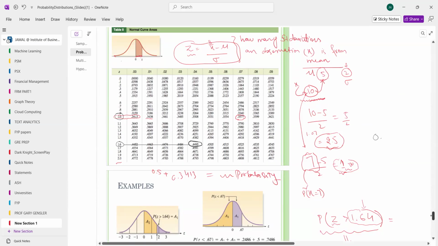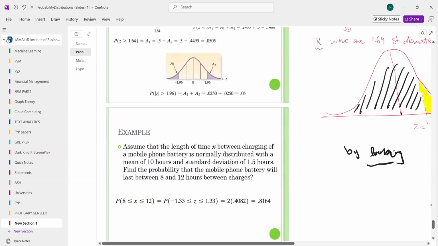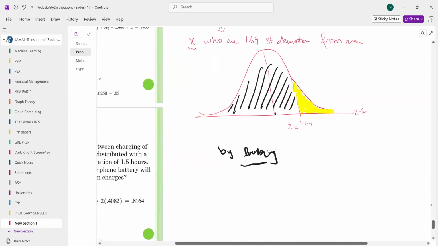So this is 0.4495, this is the probability from here to here. And I already know that the probability of this is 0.5 because it's symmetrical. The area under this curve is 1, remember. And because it's a normal distribution, to the right it's 0.5, to the left it's 0.5, because 0.5 plus 0.5 equals 1. So this needs to be 0.5.